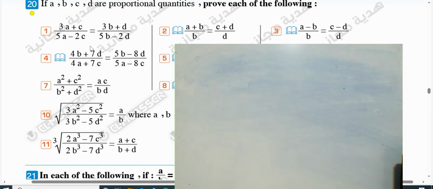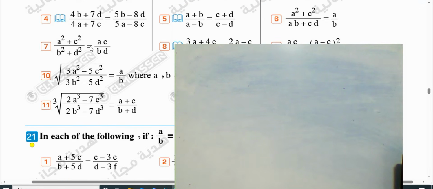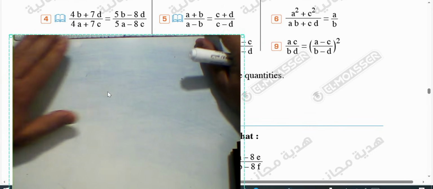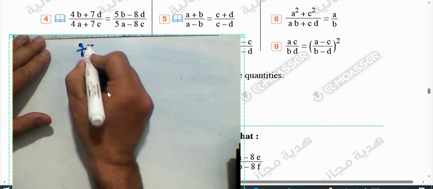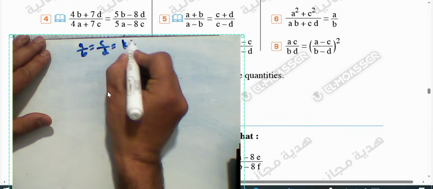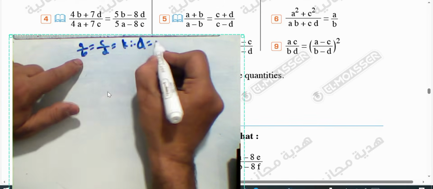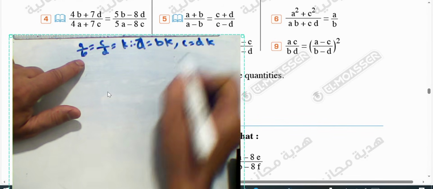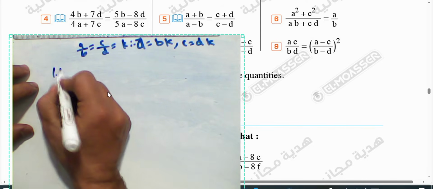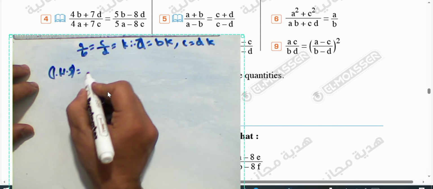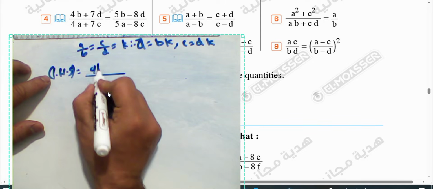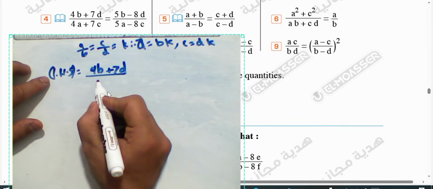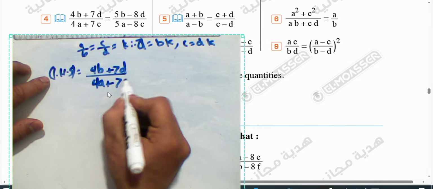Number 4. Here, (4B plus 7D). First step, we have A over B equals C over D equals a constant. Then the value of A equals B times K and C equals D times K. The left-hand side here equals (4B plus 7D) over (4A plus 7C).